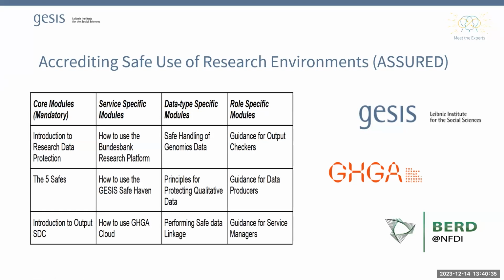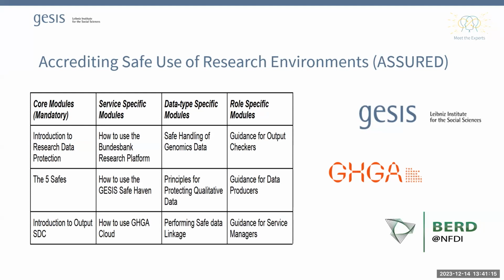And this is a collaboration between us at GESIS, the German Human Genome Phenome Archive, and Baird at NFDI. And we're working together to develop a suite of e-learning modules which cover exactly the kinds of things we need researchers to know. And some of those will be core modules that we will want all researchers to go through. So learning perhaps about the 5 safes, learning about checking outputs for disclosure risks. Some of them will be service specific.